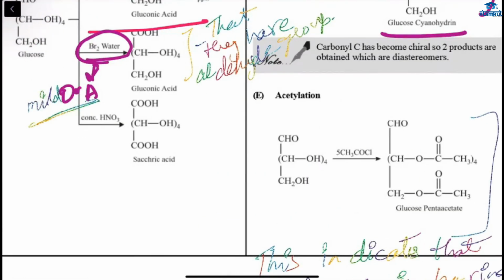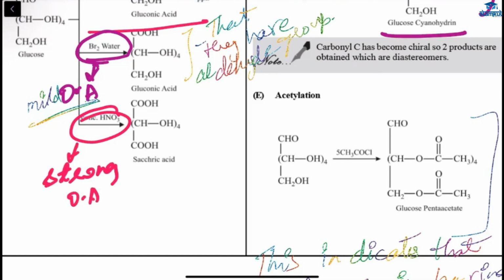This one is a mild oxidizing agent. This one is a strong oxidizing agent. So in the presence of a strong oxidizing agent, it directly forms saccharic acid, that is, a carboxylic acid. So this reaction indicates that they have OH groups, that is, alcoholic groups are present in them.